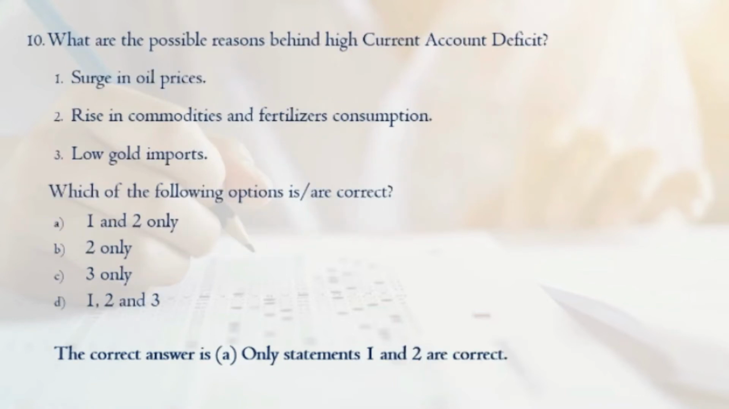Next question is, what are the possible reasons behind high current account deficit? First, surge in oil prices. Second, rise in commodities and fertilizer consumptions. Third, low gold imports. Which of the following options are correct? A. First and second only, B. Second only, C. Third only, and D. First, second, and third. And the correct answer is A. Only statements first and second are correct.